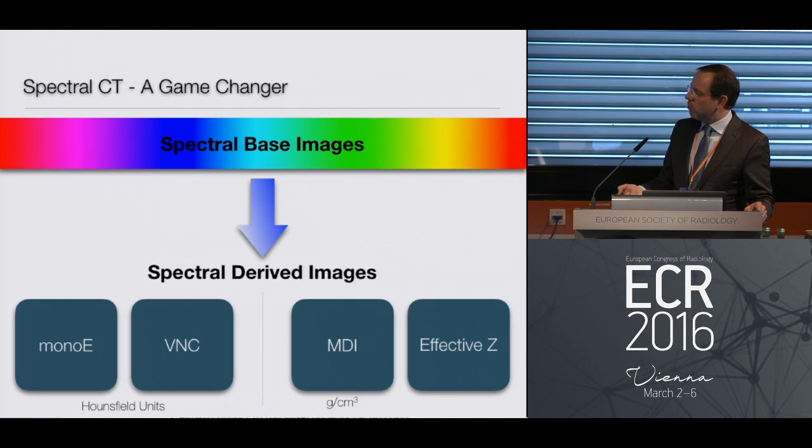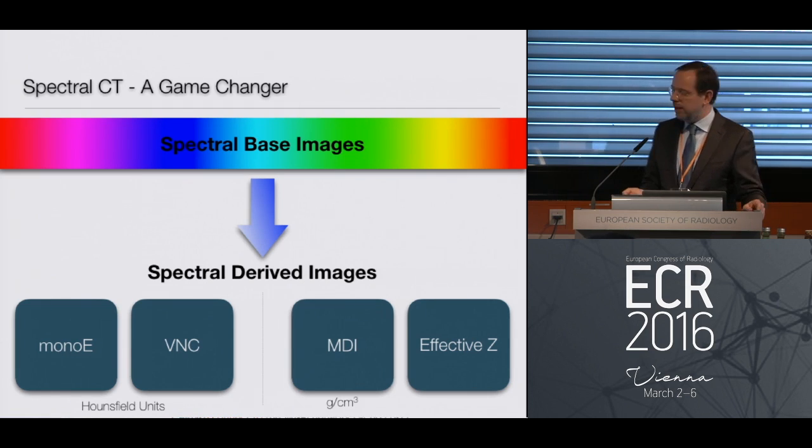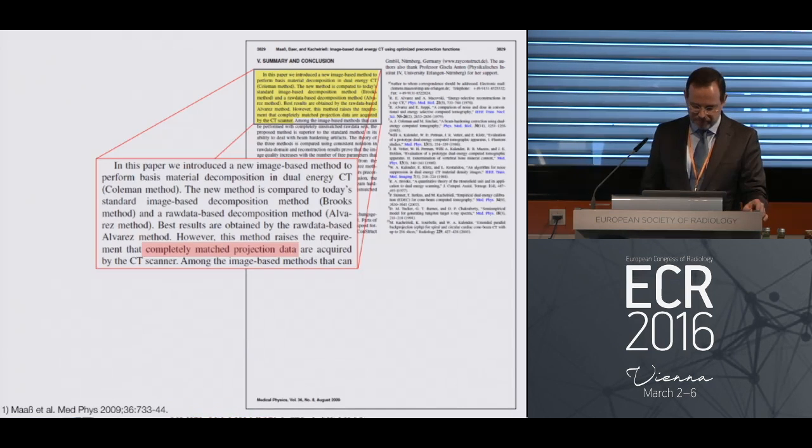We can look at virtual non-contrast, so we can remove contrast from our structures, which potentially can obviate a non-contrast enhanced scan. And we can do material decomposition imaging. So more about that later. And we can also look at the effective Z, or atomic number, of a voxel. So all of these things are very interesting and have their own clinical value, as I'll show later.